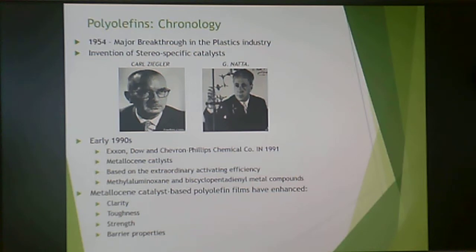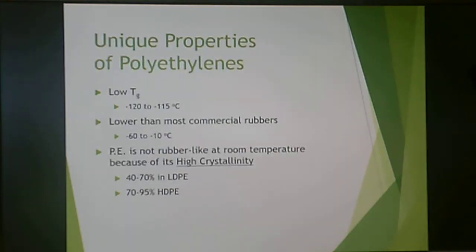And then Exxon, Dow, and Chevron Phillips came up with metallocene catalysts. This has really good activating efficiency, with methyl aluminooxane and bis-cyclopentadienyl metal compounds. Don't worry, you're not going to have to say that or be tested on it, but that's what they are. When they started using these metallocene catalysts in the early 90s, they got enhanced clarity, toughness, strength, and barrier properties for polyolefins, not only polyethylene, high-density polyethylene, but also polypropylene as well.